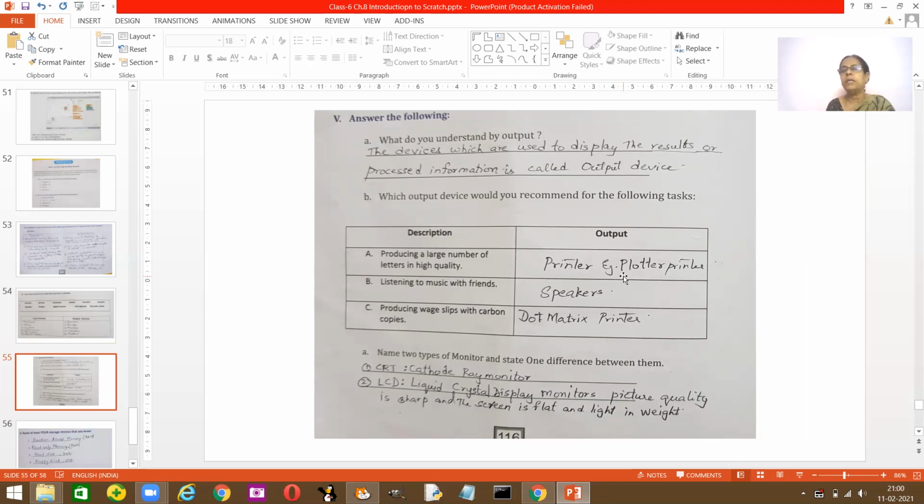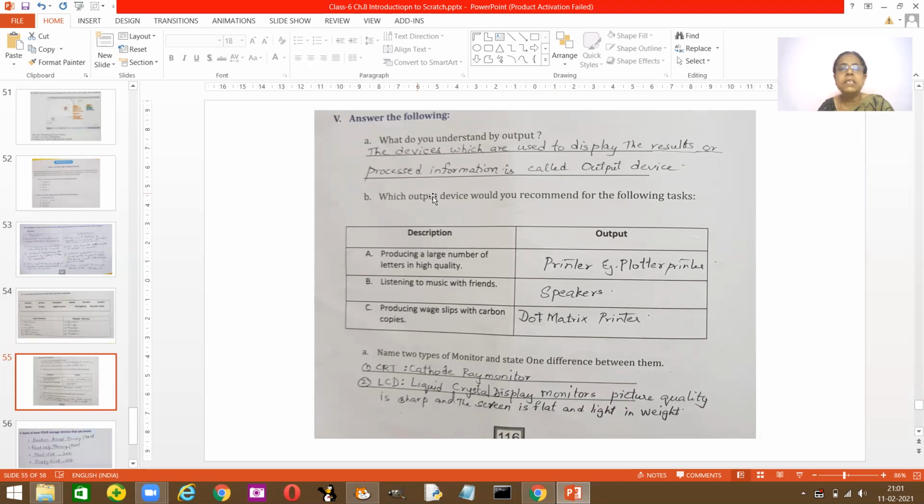get it on the hard copy, that is the printer paper, and the other displays results on the monitor. These both things display the results or processed information, and the devices that do the work are called output devices.